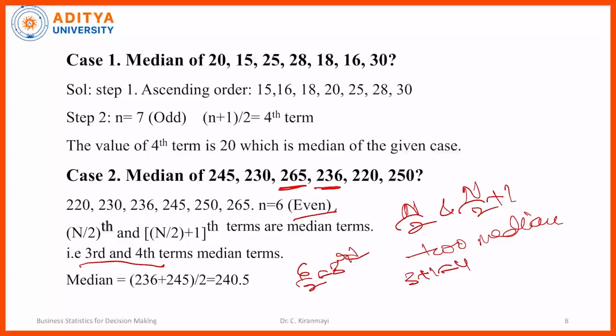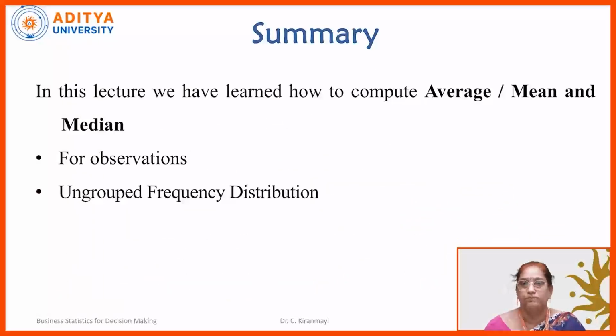The average of these two terms is going to give the value of median. And the value of median in this example is 240.5. So this is how we can compute median in case of raw observations. In terms of the two cases, based upon the number of observations, odd and even, we have to use the respective formulae.